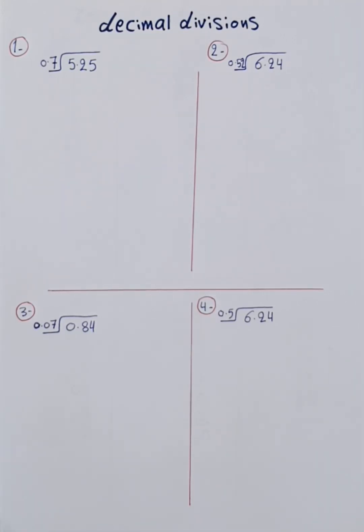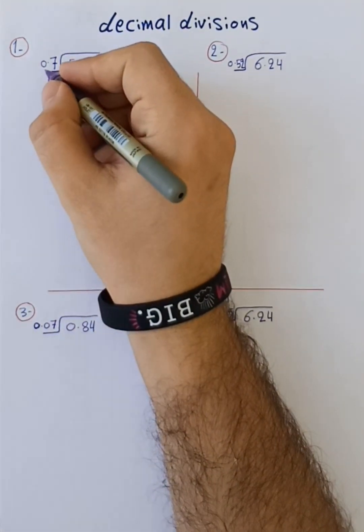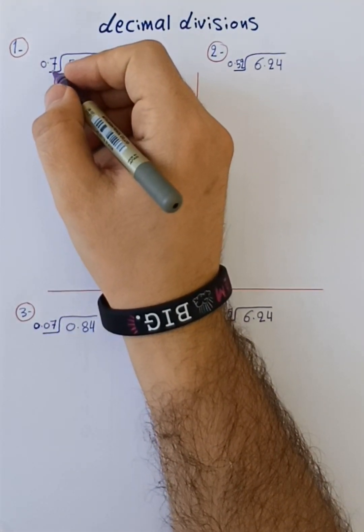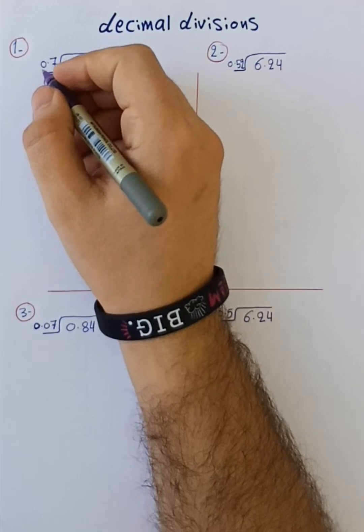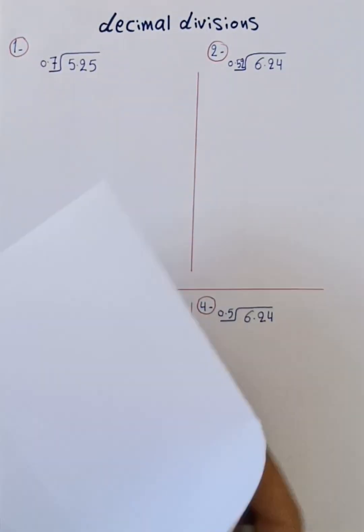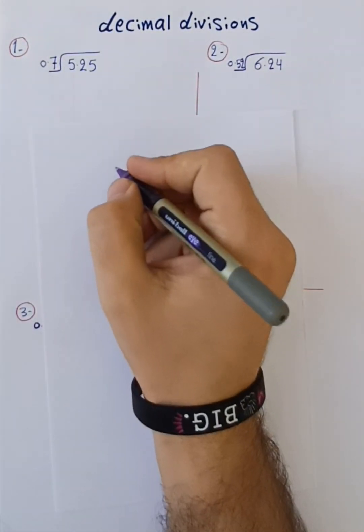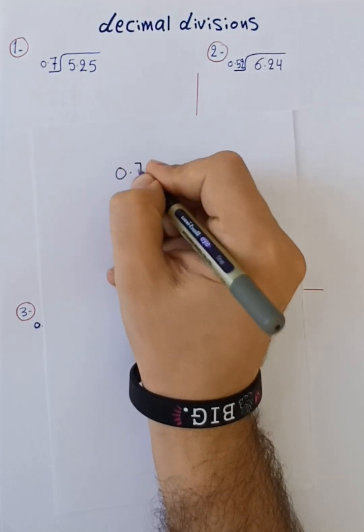Example number one, you have 5 and 25 hundredth divided by 0 and 7 tenths. Always we have to look at the divisor. The divisor is a decimal number, so we have to change this decimal number by multiplying like that. We have 0.7.